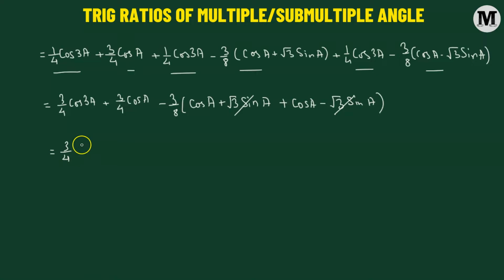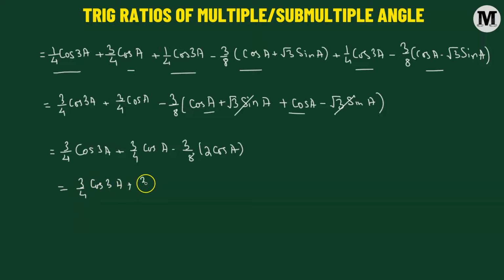That leaves us with 3/4 of cosine of 3a plus 3/4 of cosine of angle a minus 3/8 times, so cosine a plus cosine a, that's 2 times cosine of angle a. This will be equal to 3/4 times cosine of angle 3a plus 3/4 of cosine of angle a minus, so 2 times 3 is 6, 2 times 4 is 8, so we get 3/4 of cosine of angle a. So the second and the third term cancel out, leaving us with 3/4 times cosine of angle 3a, and this is the expression on the right hand side, hence proved.